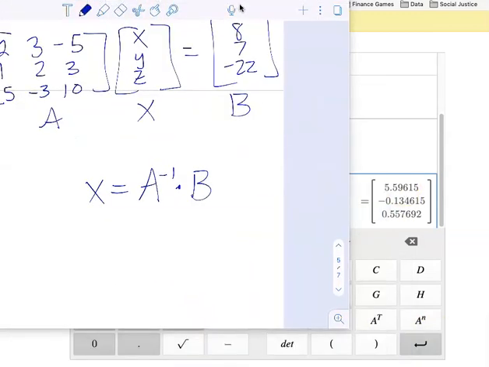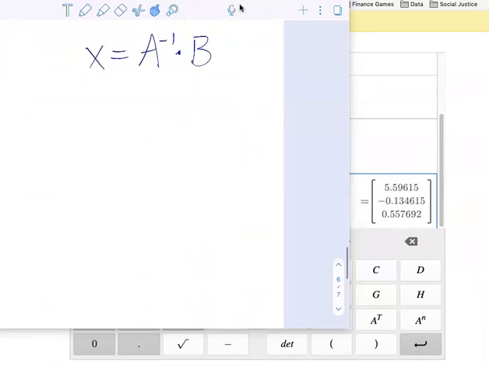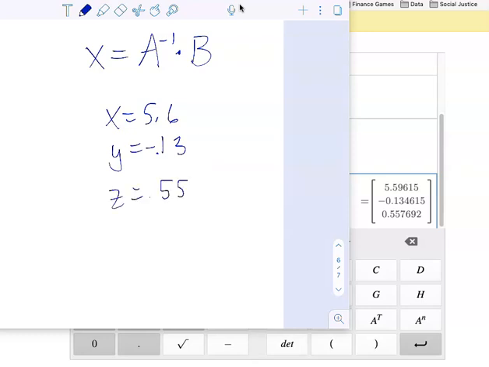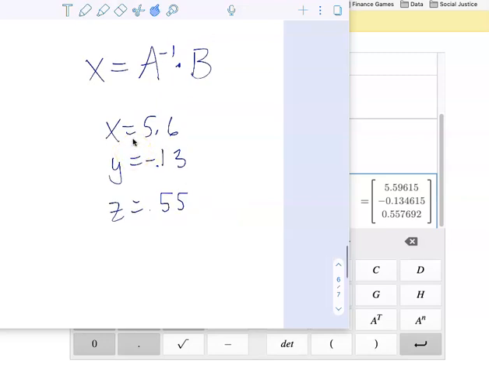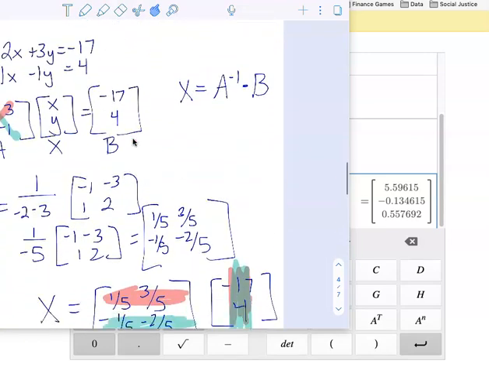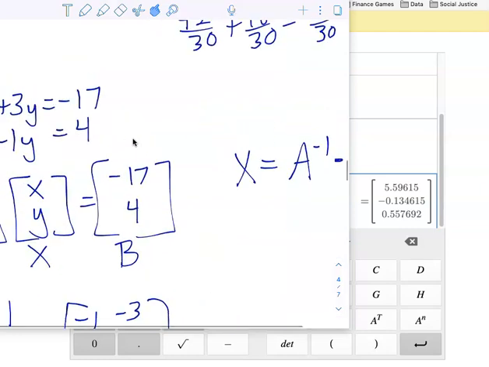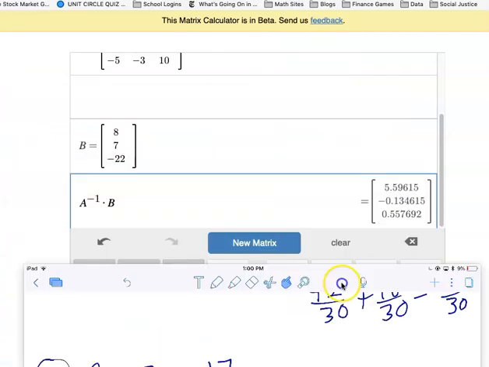And I just made these up, so they're not very nice numbers here. So we would have X equal to 5.6, Y equal to negative 0.13, and Z equal to 0.55. Now you might be like, oh, Miss Husing, well, let's just go back up here. You gave us this problem right here. Well, let's double check it.